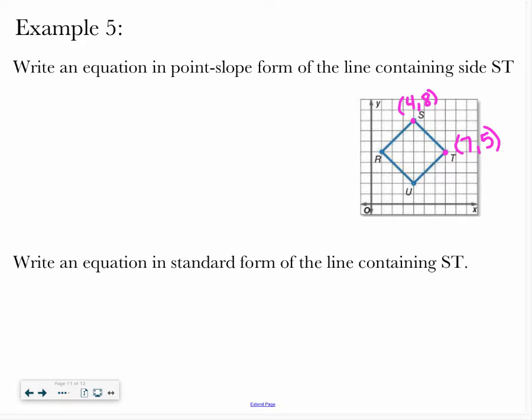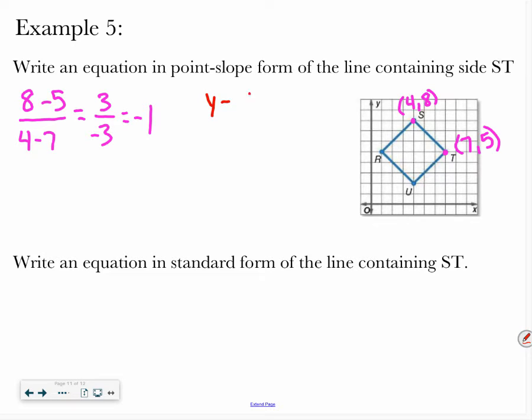So remember, thinking back to that screenshot I told you to take, if you just have 2 points, the first thing you need to do is find the slope. So if I take 8 minus 5 over 4 minus 7, I'm left with 3 over negative 3, which is a negative 1 slope. And then all I have to do to write it in point-slope form, I just need to pick one of my points. So if I pick my point S, my equation would look like this.